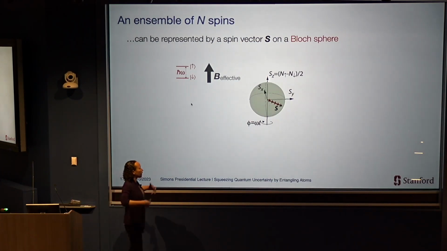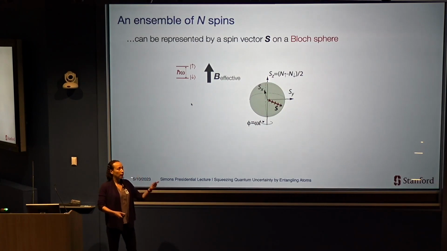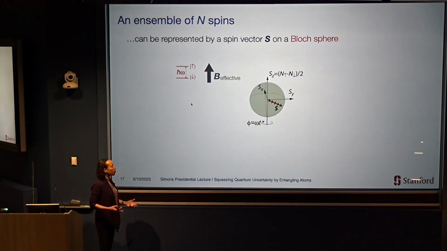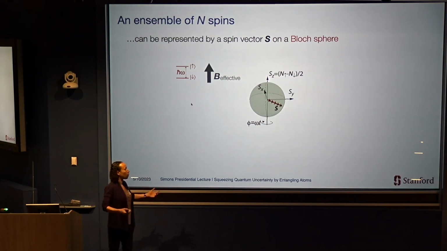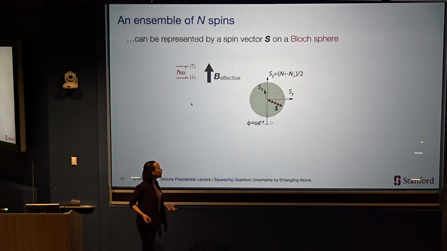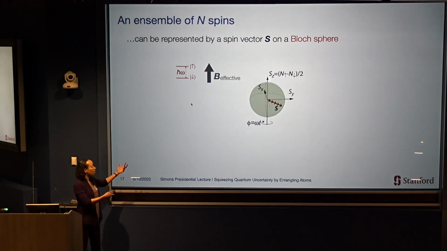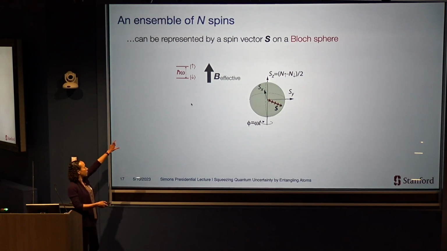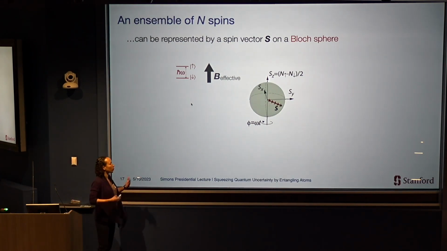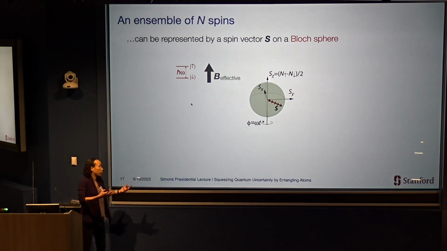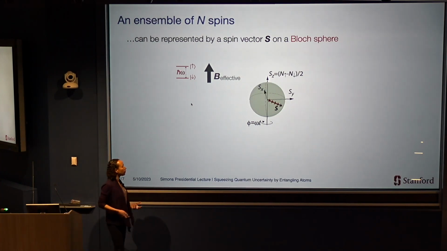And what we'd like to do is measure the rate at which these spins precess, which, if it's really a magnetometer, directly tells me the magnetic field. But more generally, even if this is something like a clock, it gives me this frequency, which is, for example, the frequency in terms of which time is defined.